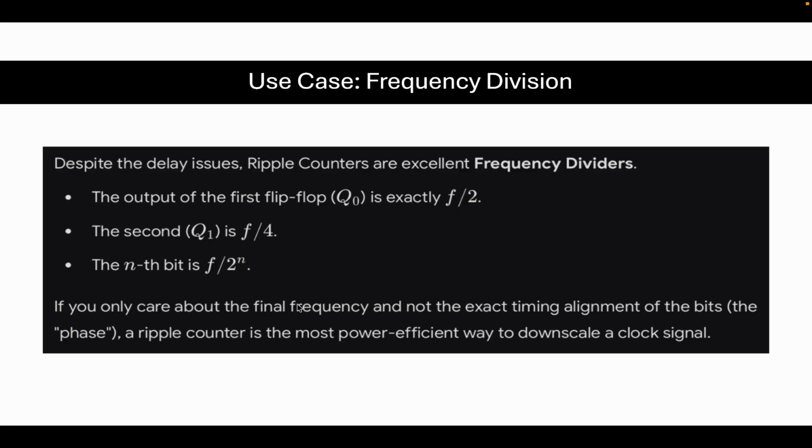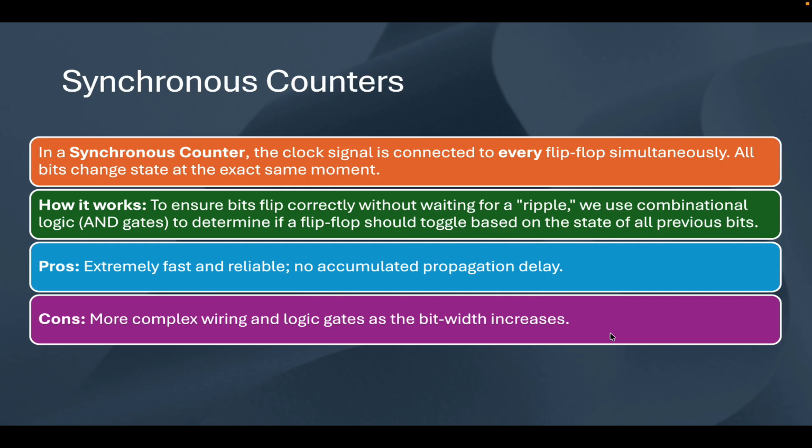If you only care about the final frequency and not the exact timing alignment of the bits, a ripple counter is the most power efficient way to downscale a signal. That means you're reducing its frequency.